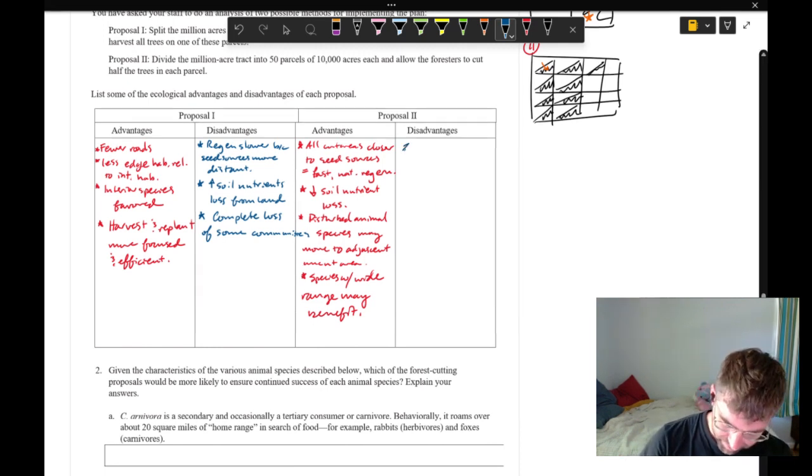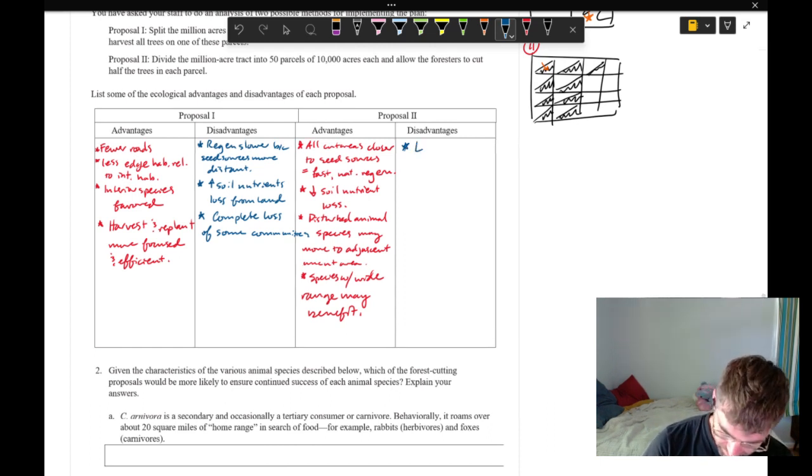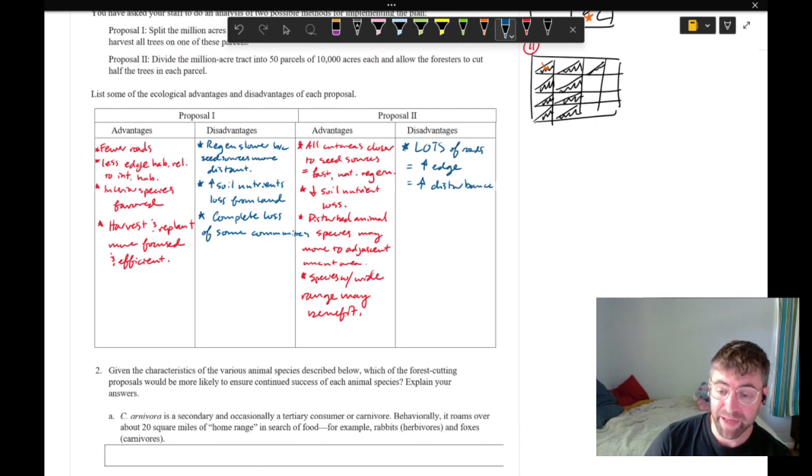Disadvantages. There's going to be a lot more roads. You need roads to access these areas. You need roads to haul the lumber out. And so you're going to end up with more edge and more disturbance. It's also going to increase the amount of time that logging operations are going on because it's logistically a lot more difficult. Increased resources, all of that.